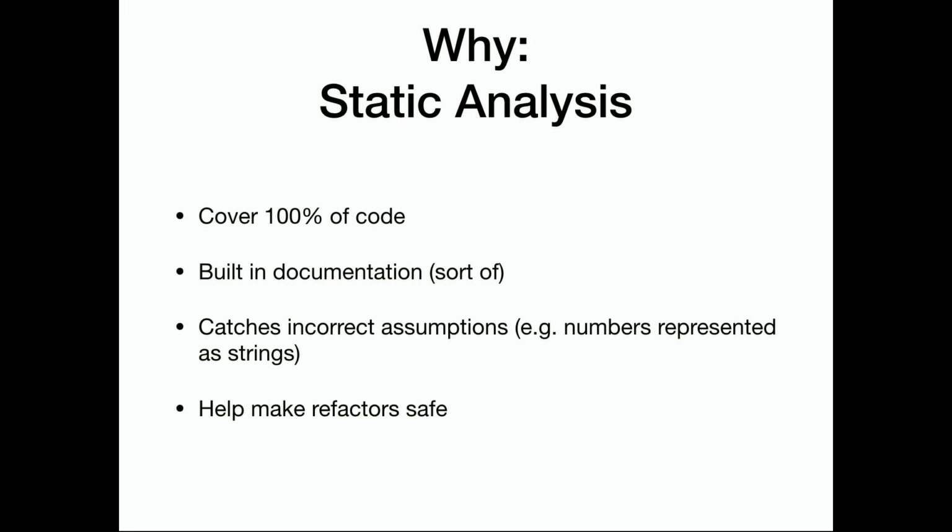So why static analysis at the bottom there? I've already said it covers 100% of the code. If you're using some kind of type system, it can provide a certain amount of built-in automated documentation. It catches really silly incorrect assumptions where you think something's a string but it's a number, or you think it's a number but it's a string. And it catches those assumptions even if the code is still working, which can be really useful for making sure your code stays maintainable. Because incorrect assumptions mean that when you change code, you're really likely to break it, even if currently it still works. So this helps make refactors much safer.